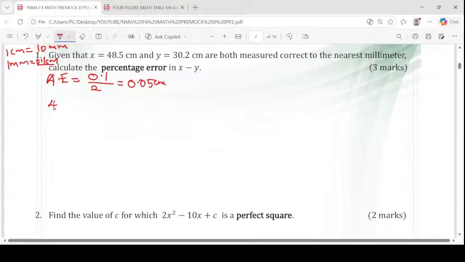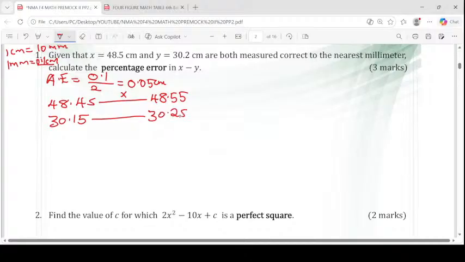So our x can be 48.45 when you minus 0.05, and when you add 0.05 it becomes 48.55. This is our x. Our y can be 30.15 when you minus 0.05, but when you add 0.05 it should be 30.25. This is our y.